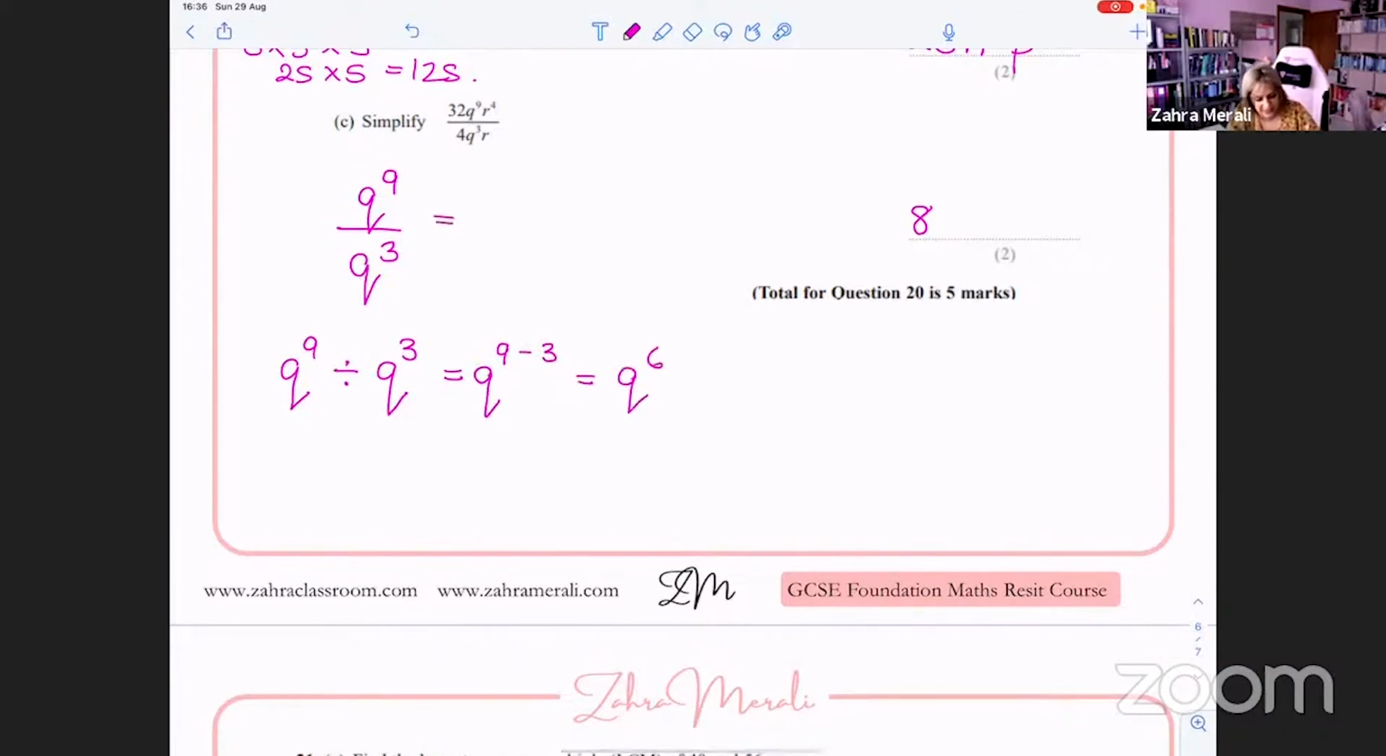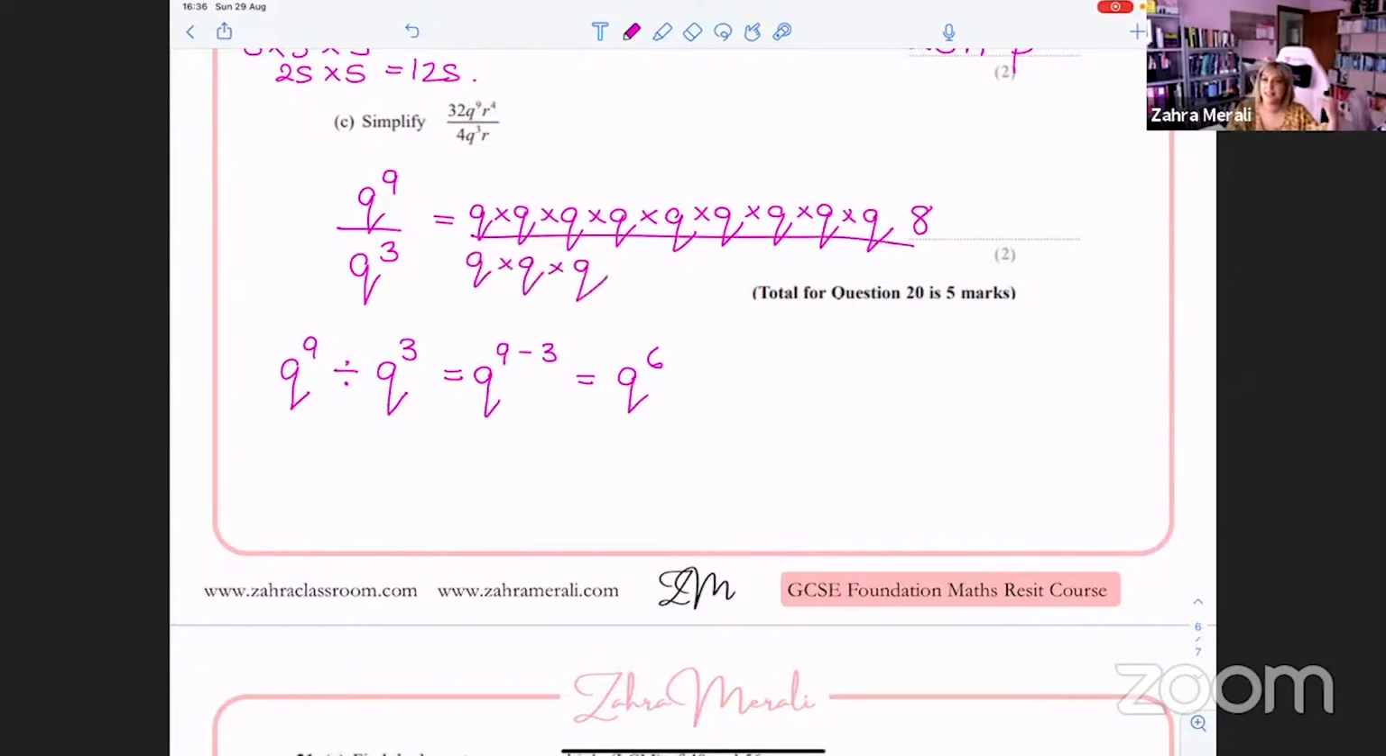Now, the reason is q to the 9 is q times q times q, 9 times. 2, 3, 4, 5, 6, 7, 8, 9 over 3 times. And remember, anything that's the same on the top and the bottom, we can get rid of. So get rid of 3 of those, get rid of 3 of those, and we're left with 6. So that's q to the 6. So you just break it down into little sums.